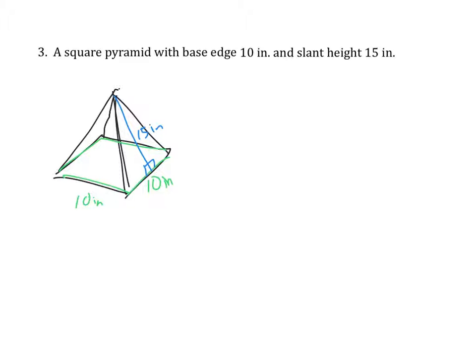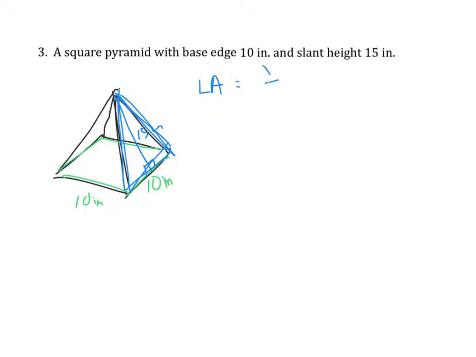So the goal is to find the area of the lateral faces, the ones that are not bases, and then total surface area would just be adding in that base. And then we're going to close off with finding the volume. So let's start with the lateral area, which is going to be none other than area of triangles. So I'm finding the area of this triangular face, and I'm recognizing that I actually have 4 congruent triangular faces.